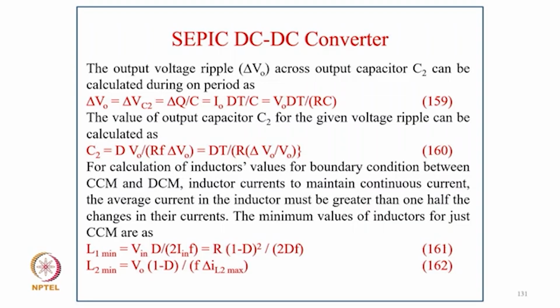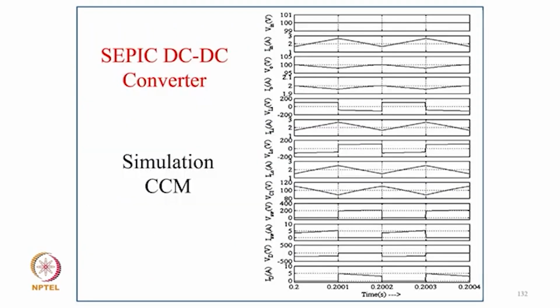For calculation of inductor values for the boundary condition between CCM and DCM, to maintain continuous current, the average current in the inductor must be greater than half the change in its current. So the minimum value of the inductor for just CCM: L1 minimum equals Vin minimum D upon 2 Iin F, equal to R (1 minus D) squared upon 2 D F, and L2 minimum is VO (1 minus D) upon F times delta IL2 maximum.